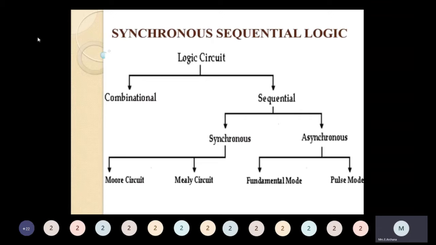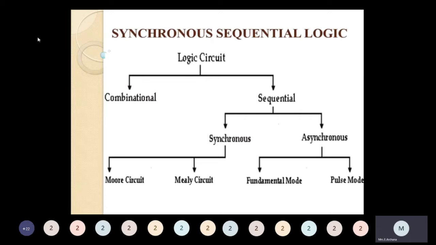Combinational circuit means it consists of present input and present output. So the output depends only on present input. That is, there is no storage element available, there is no feedback path, and there is no memory element available. So the output at all times depending on only the present input is called a combinational circuit.